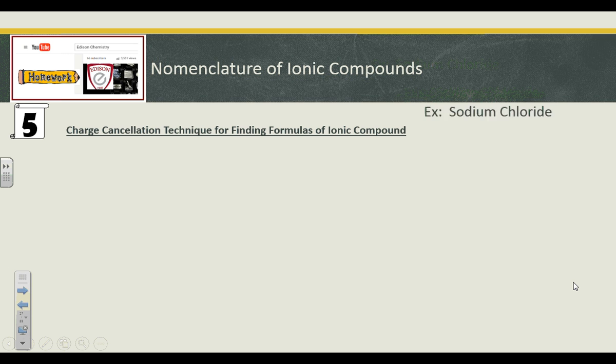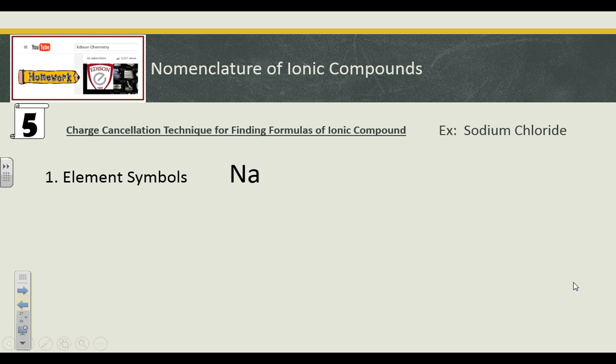That involves taking the name back to the formula, because you got to go both ways for fluency. First thing you got to do is put out your element symbols, because those are going to be part of your formula. Na's for sodium, Cl's for chlorine, or chloride. Now you're going to find the charges off the periodic table. Remember, metals are positively charged, nonmetals are negatively charged, and they have to cancel out.